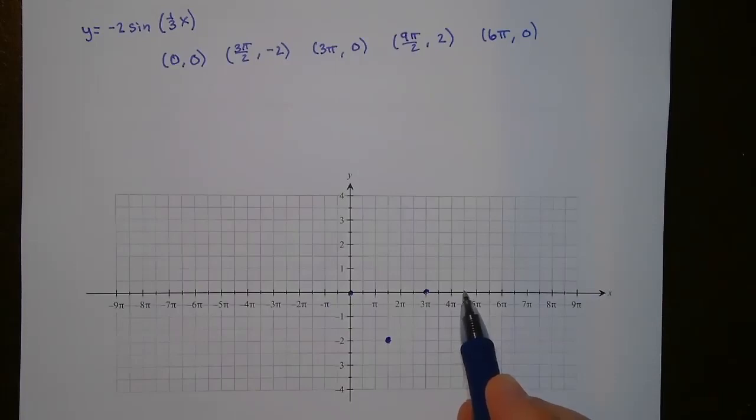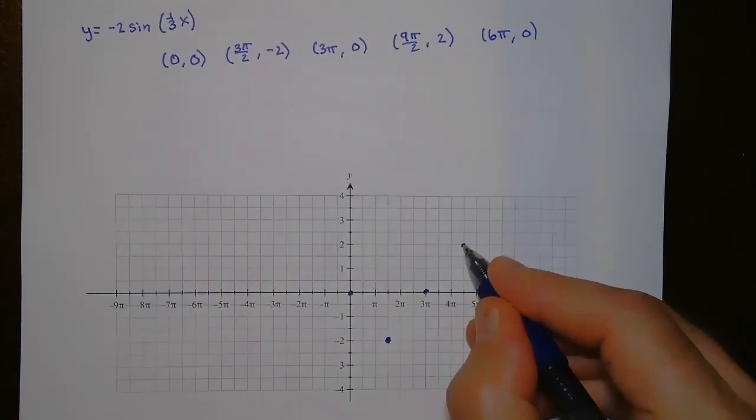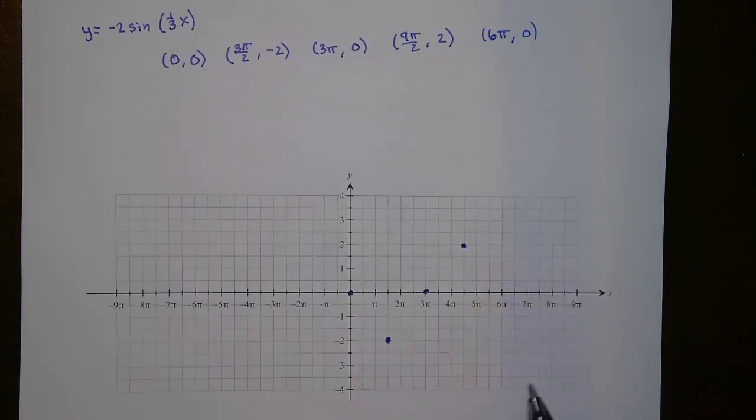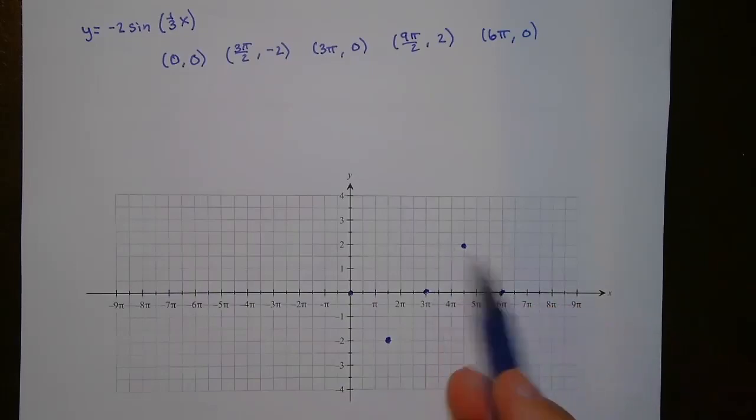At 9 pi over 2, 2. So I'm going to go up to 2 and plot that point right there. And you should see it equally spaced too. And then 6 pi is back here at 0. So if this point's over here, like it's not lining up, like it's not balanced, and it looks kind of funky, make a note of that and go, hey, did I make a mistake somewhere? And just take a look, because there should be some symmetry and balance to this.